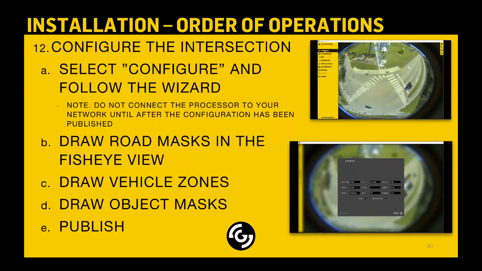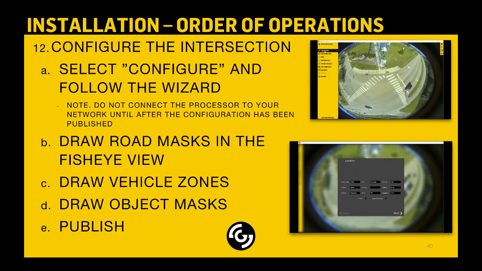All right, next we're going to start configuring the intersection. So you'll select configure, and then you're just going to follow the wizard through the setup. Note, if you are connecting the processor to your network so that you have remote access to it from a TMC, you want to wait until you've configured everything, publish the intersection, and make sure the intersection is operational before you plug it into your network. You can go ahead and add the network configuration, your IP address and gateway and all of that information, but you want to leave the network cable unplugged until you're published and everything is operational.